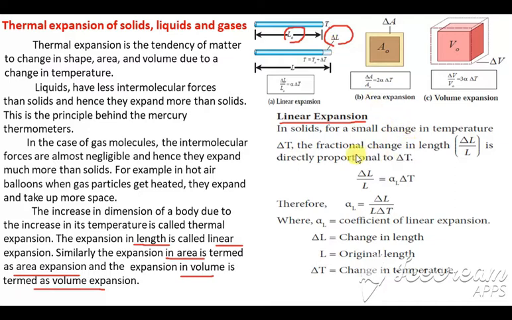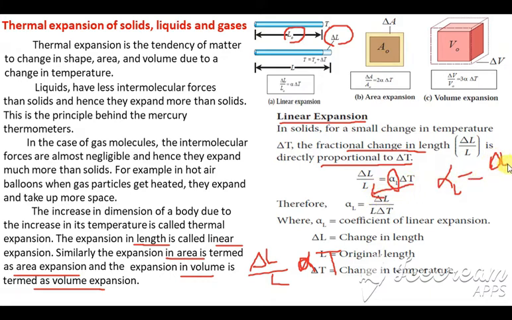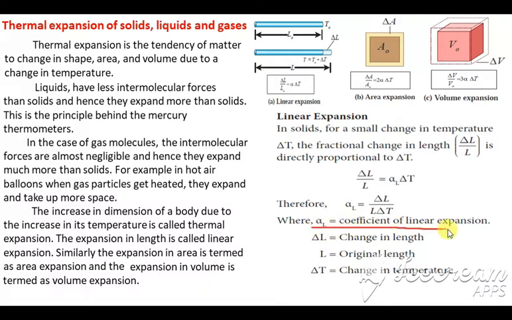So the fractional change in length is given by the change divided by the length L. So del L divided by L is proportional to the change in temperature del T. To remove the proportionality we introduce a constant, alpha. If we want alpha alone, we bring del T down, so we get alpha equals del L divided by L into del T.